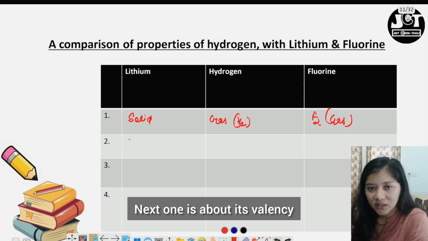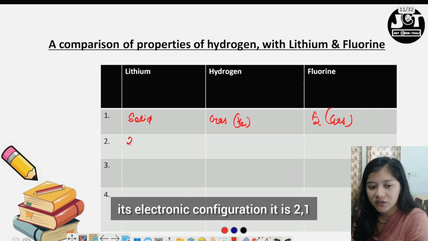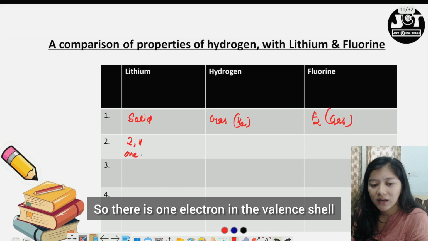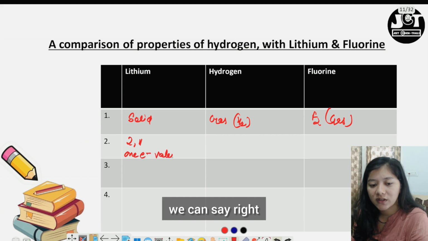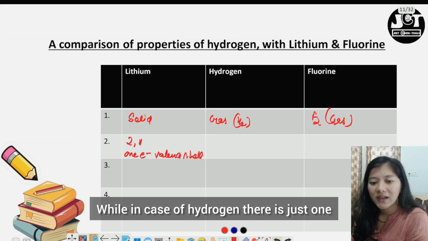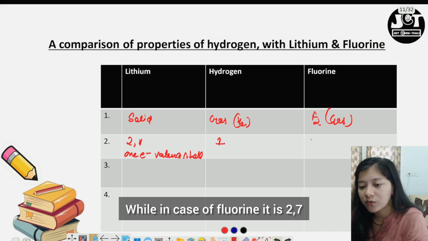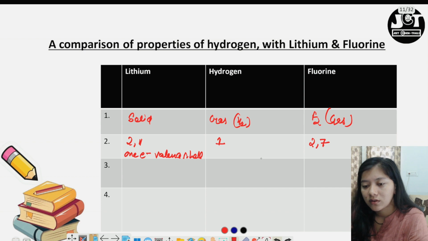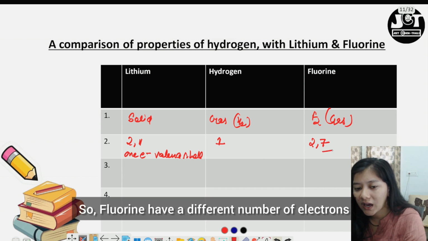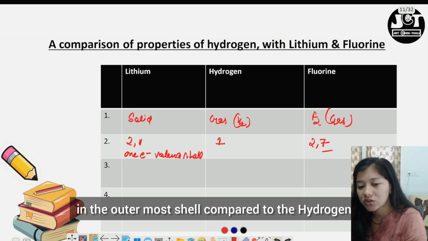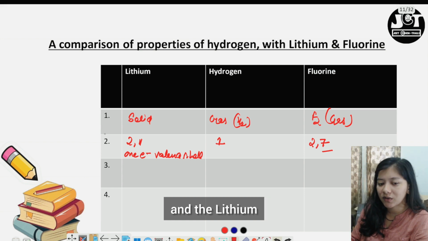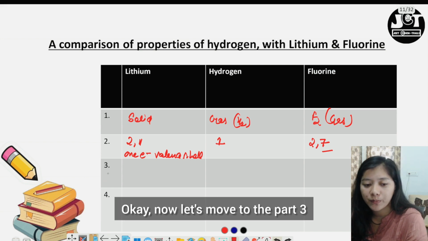Next one is about its valency, its electronic configuration. It is 2, 1. So there is one electron in the valence shell, right? While in case of hydrogen, there is just one. So it's kind of the same, isn't it? While in case of fluorine, it is 2, 7. So fluorine has a different number of electrons in the outermost shell compared to hydrogen and lithium, right? Okay, now let's move to part 3.